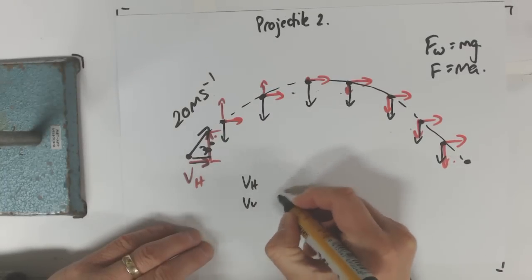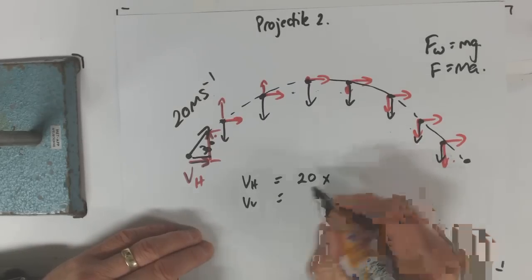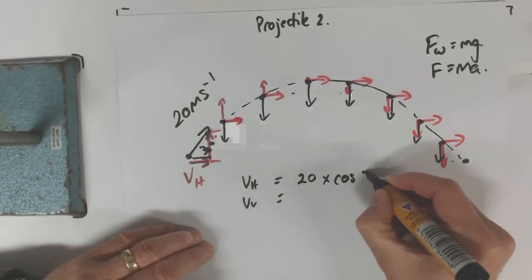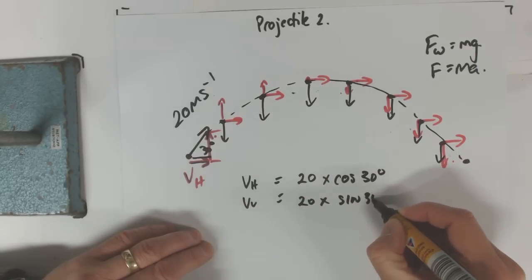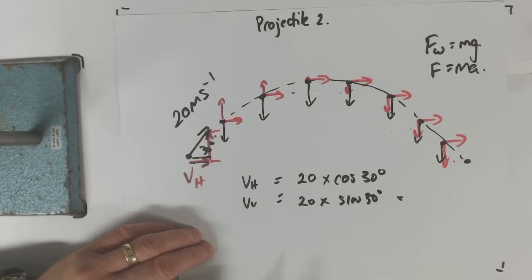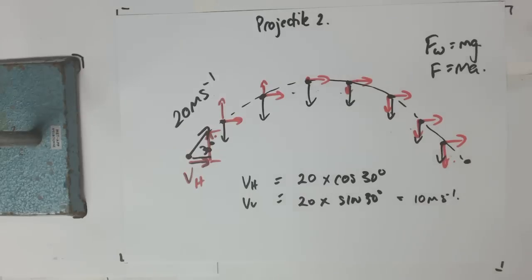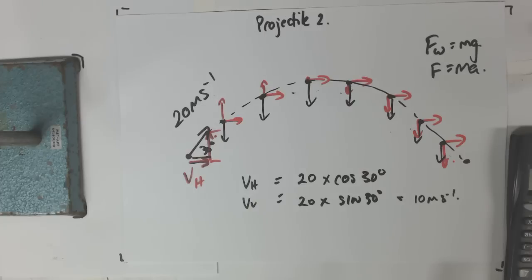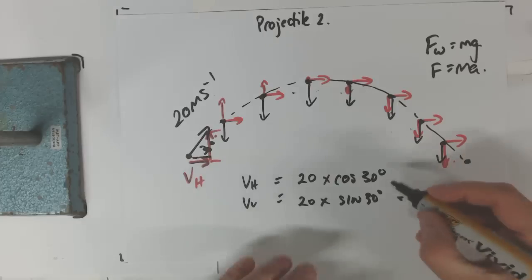V horizontal and V vertical, this is using the angle. 20 times the horizontal is going to be cos of 30 degrees. The vertical is the opposite side, so it's 20 times sine of 30 degrees. Sine of 30 degrees is 0.5, remember we talked about that, so I can tell immediately that the vertical velocity is going to be 10 meters per second. And this other one's going to be about 16 or 17, the horizontal. So let's just do that on our calculator. 20 times cos of 30 is 17.3 meters per second.